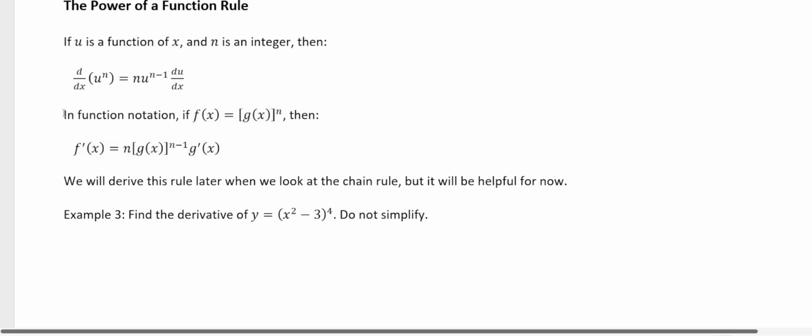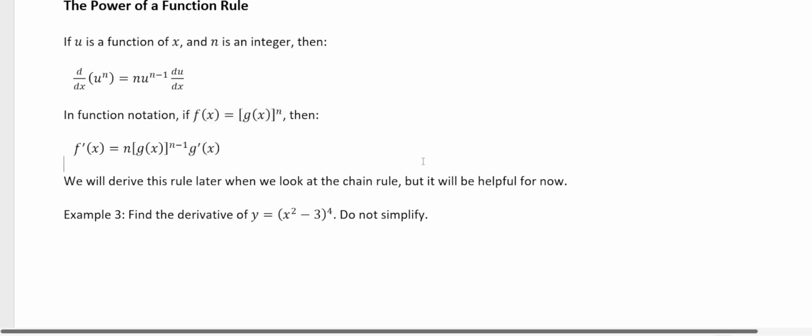If you have, I like the function notation a little better, I think it's a little clearer. If you have a function of x raised to some power, basically you take that exponent, you move it in front, subtract it by 1, and leave the function as is. And then you have to take the derivative of the inside function. So what you do is you essentially take the derivative of the outside first, then you multiply by the derivative of the inside.